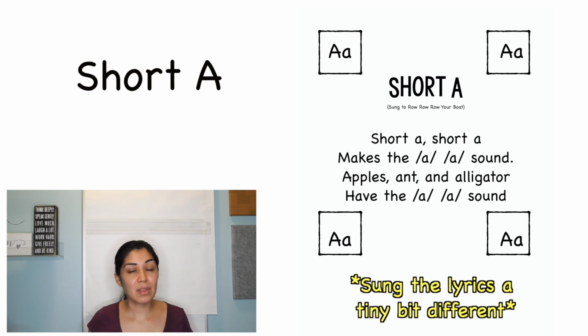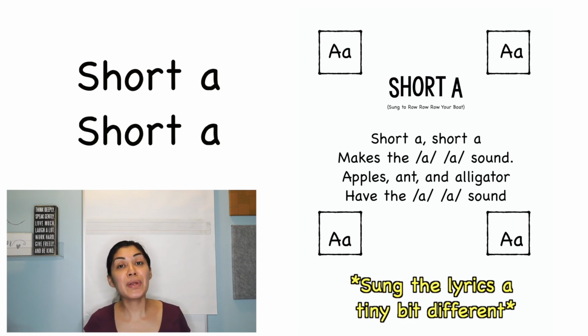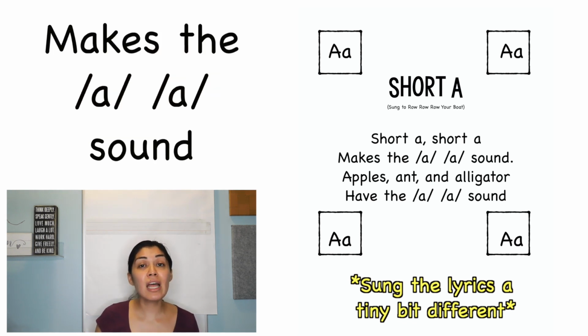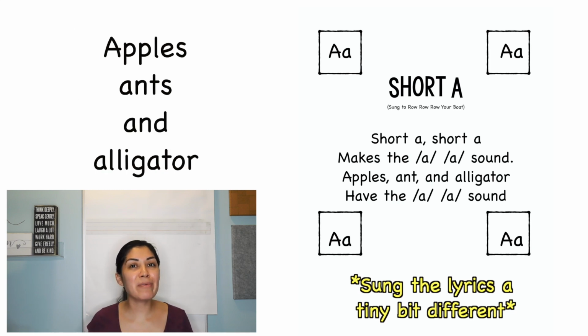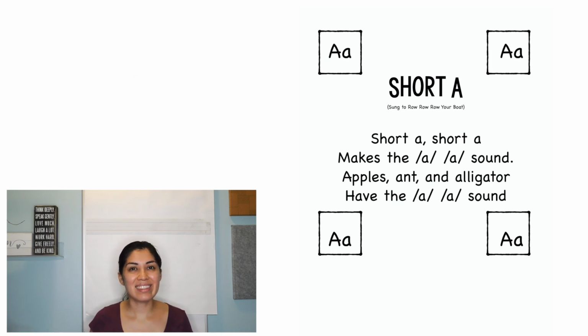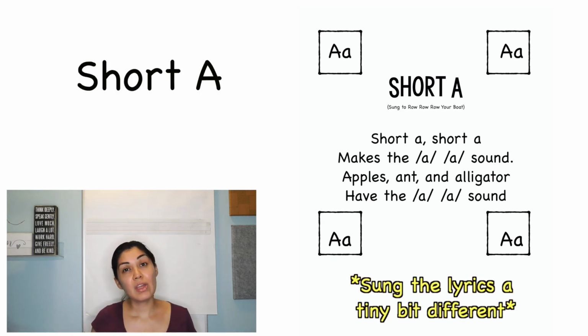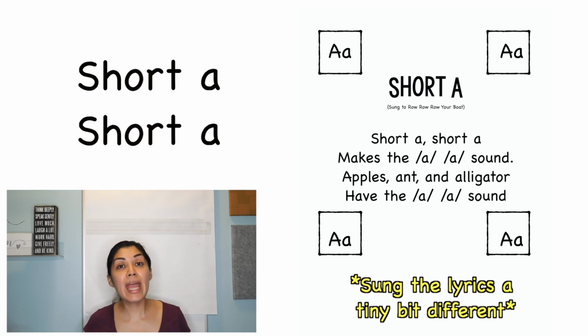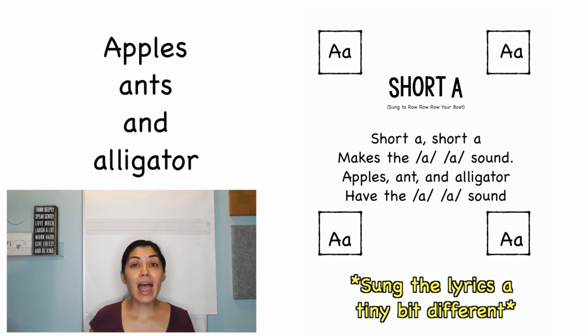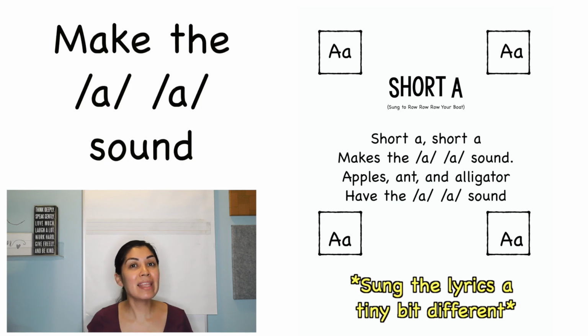Short A. Short A makes the ah sound. Apples, ants, and alligator make the ah sound. There you go. Okay, let's sing it one more time. Short A. Short A makes the ah sound. Apples, ants, and alligator make the ah sound.